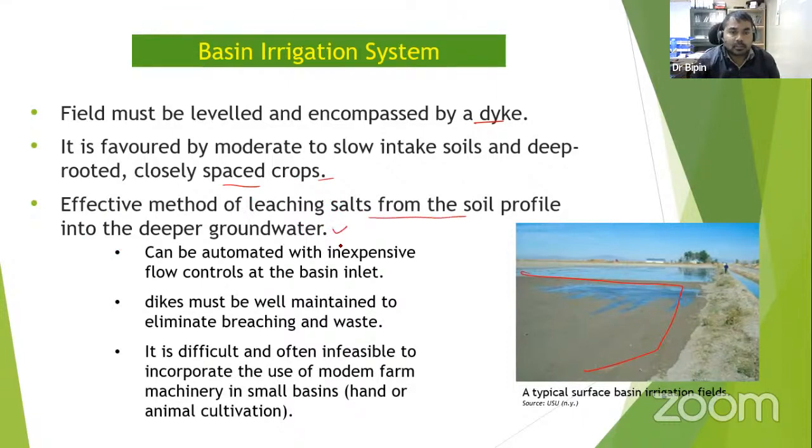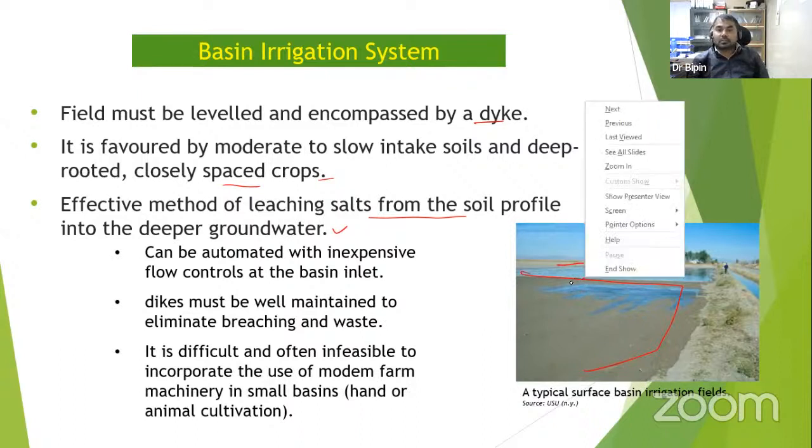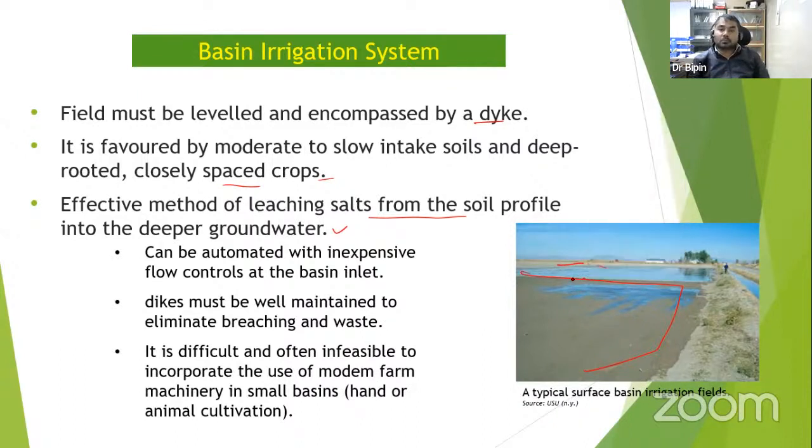If anyone asks you which method of irrigation you will follow for leaching salt from your field, basin is the best, because here you will create a larger basin and you will pond the water. You will maintain a depth of water here, and you will leave it for some time. So what will happen then? Your salt will leach out from the field.